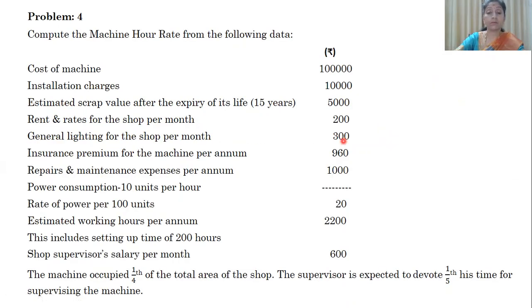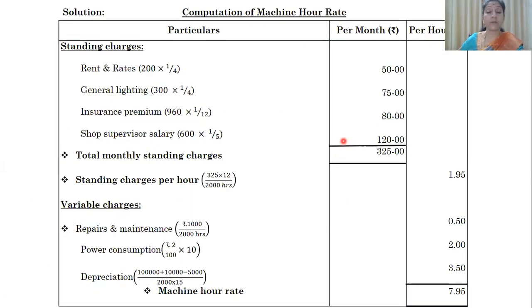Per month 200, right? Rent and rates per month 200. This is the common rent for the department, not only for this machine. This is the overall expense for that department, 200.